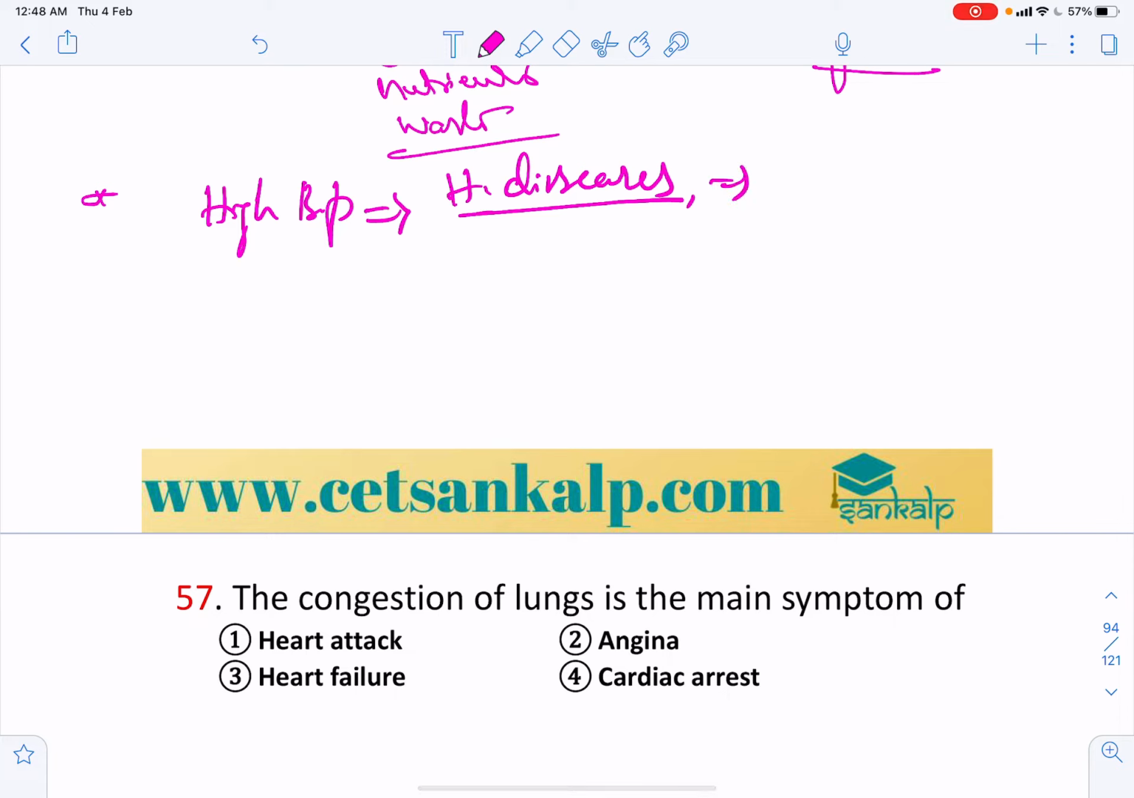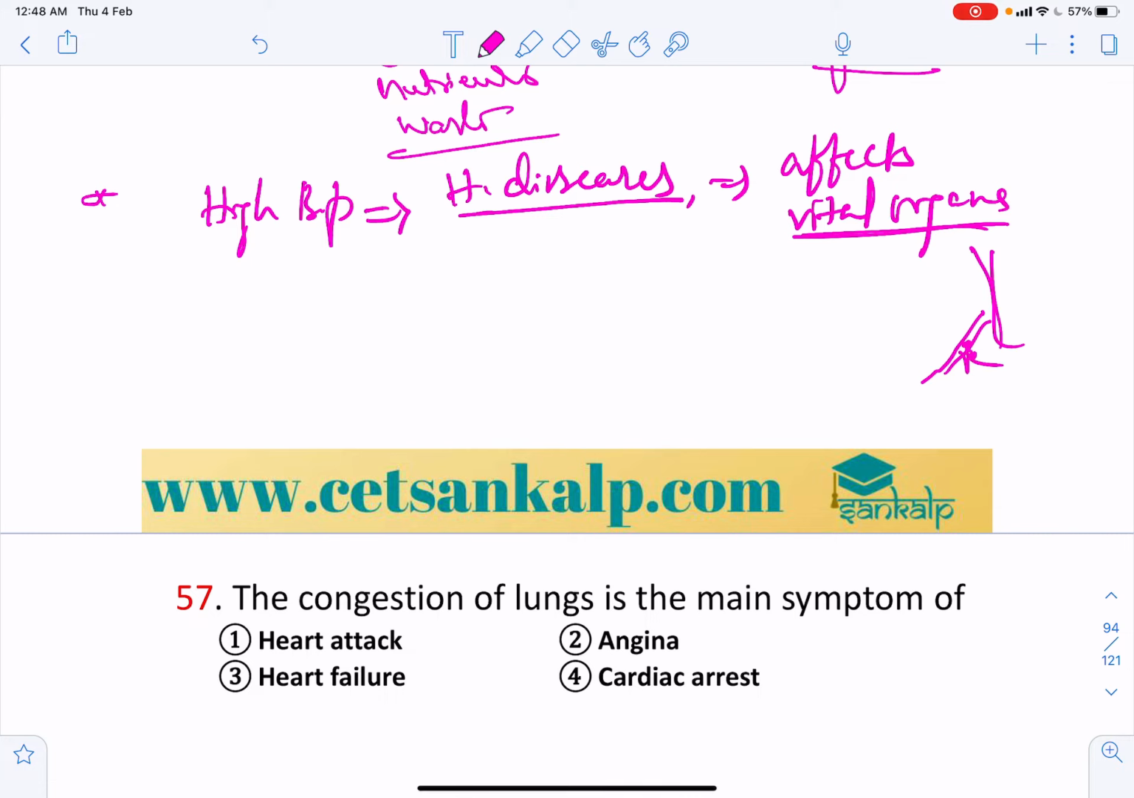What high BP mainly affects are the vital organs. We may get this question on vital organs. Why? Because they have very small capillaries, and these may rupture because of high pressure, and that may lead to bleeding.